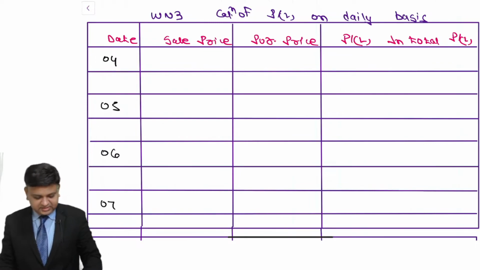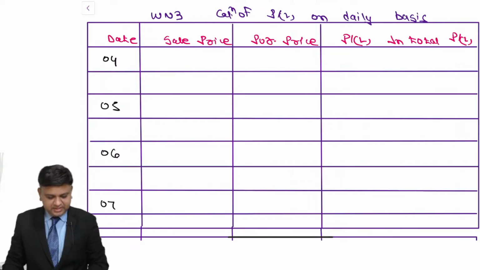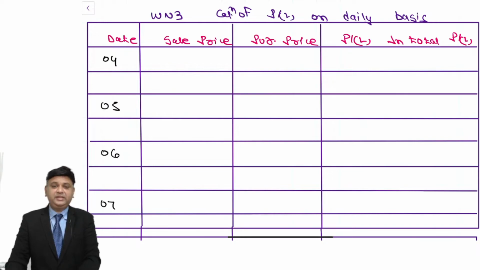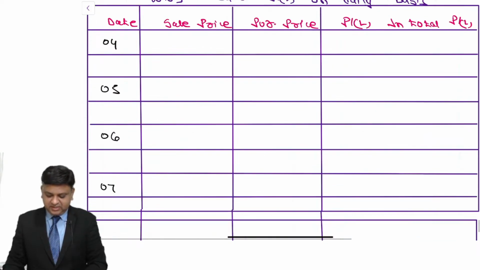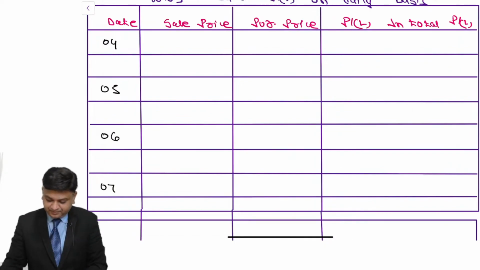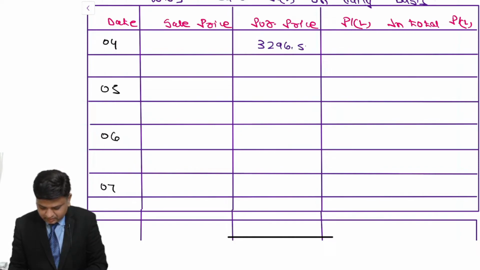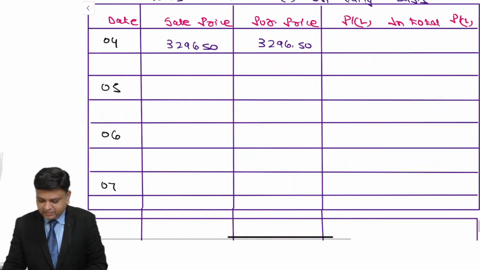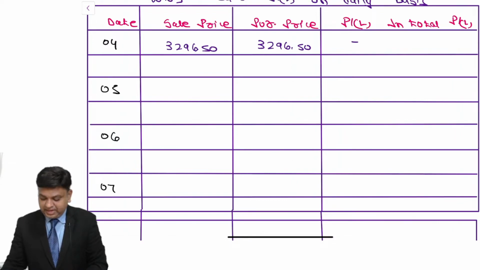So let us see how to do the answer. The question is providing that you have entered into the transaction to buy. We are assuming that on 4th we have purchased it at the rate of 3296.50. The closing price is the same, 3296.50. So the amount of the profit or loss will be 0, and in total the profit or loss will also be 0.